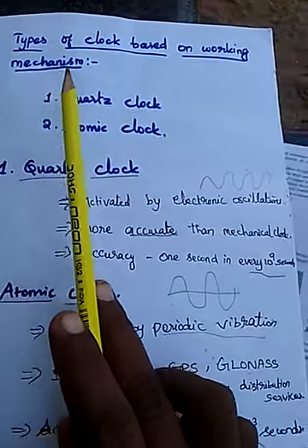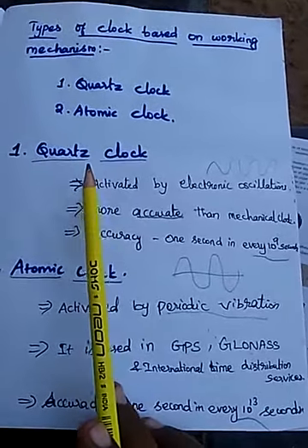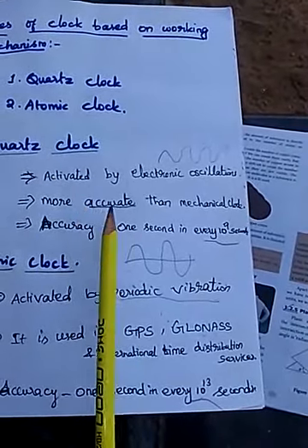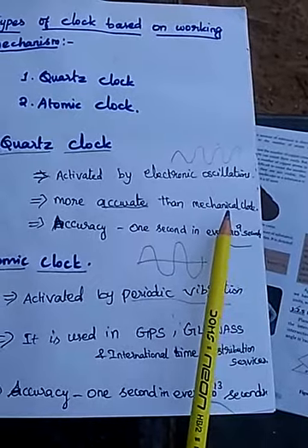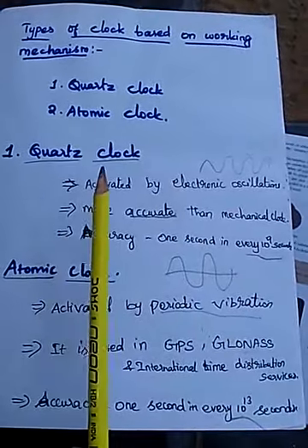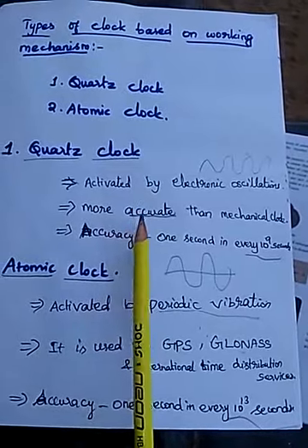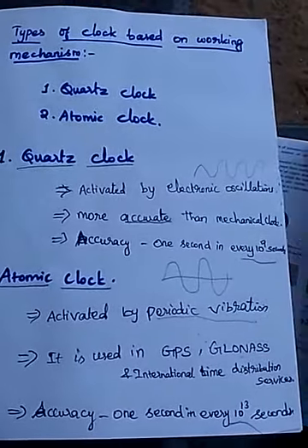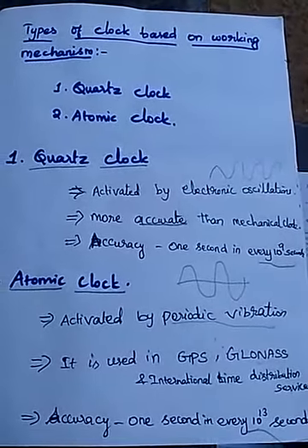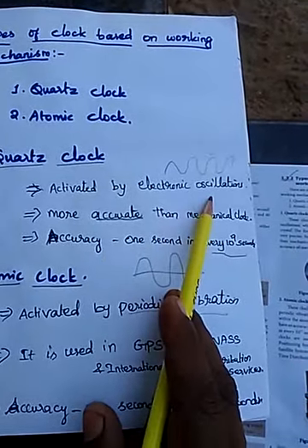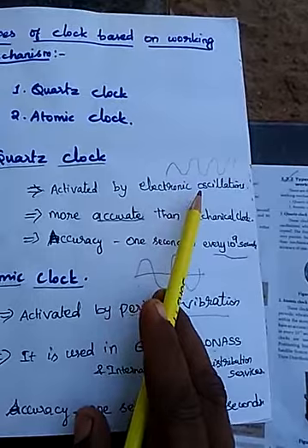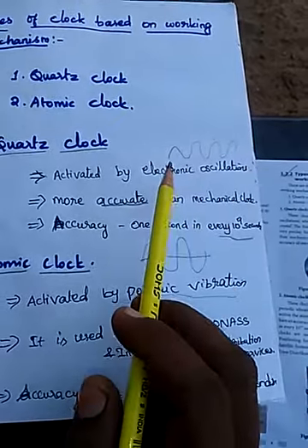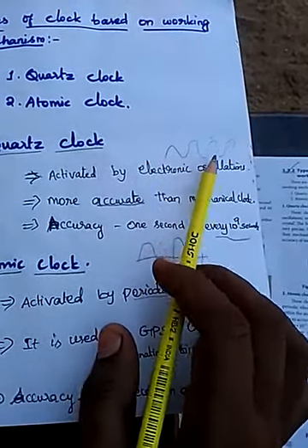Then we see the quartz clock. What is a quartz clock? Yes, a quartz clock is a type of clock that is more accurate than a mechanical clock. The quartz clock is activated by electronic oscillations. What are electronic oscillations? A repeating cyclical vibration in voltage or current.